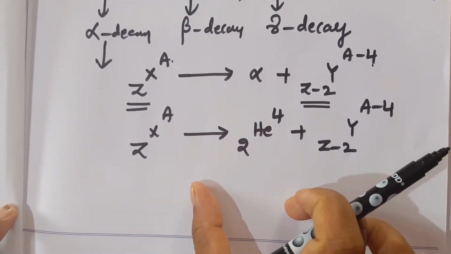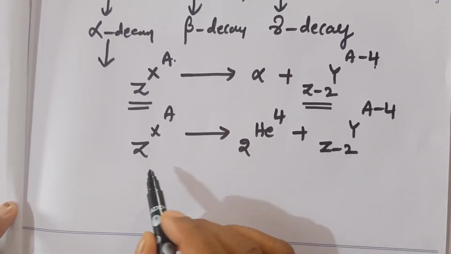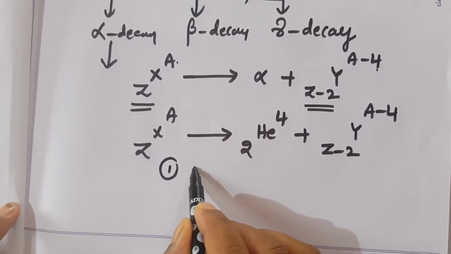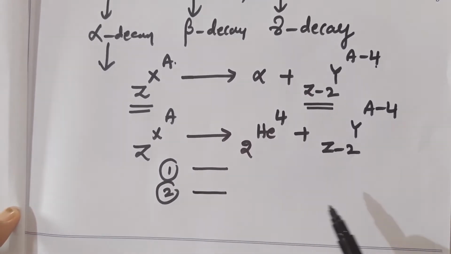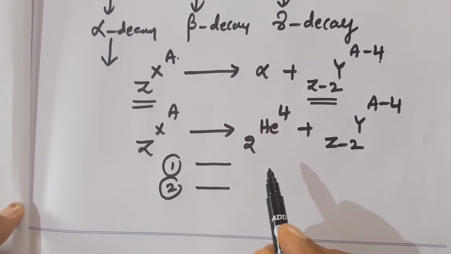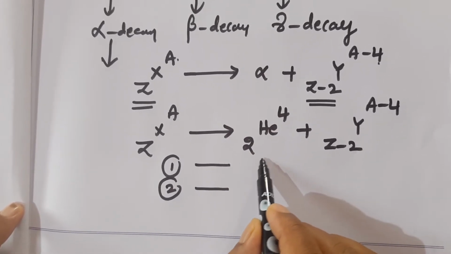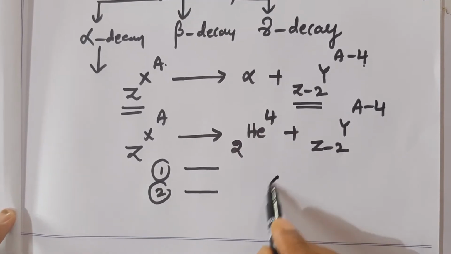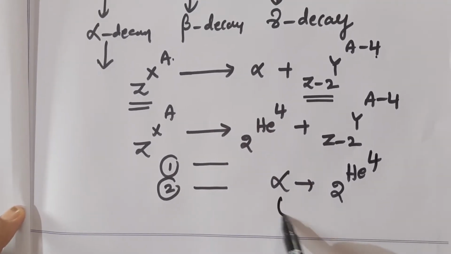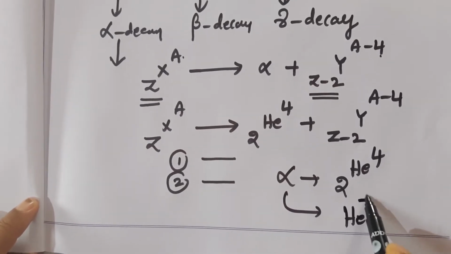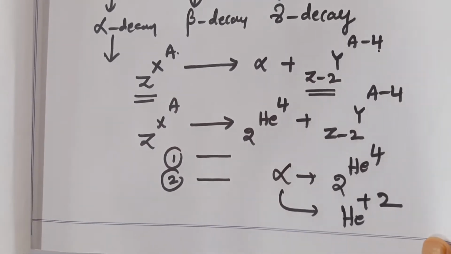So in alpha decay, the conditions required are, number one, the charge must be conserved, and second, the mass number must be conserved. You can observe the alpha particle is denoted as 2He4 because the alpha particle is the helium nucleus, He plus 2.